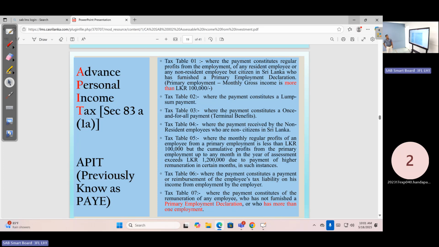Right? So there are 7 tables. So once you apply this table, tax is paid on a monthly basis. The monthly aggregate tax is equal to the annual tax. Right?